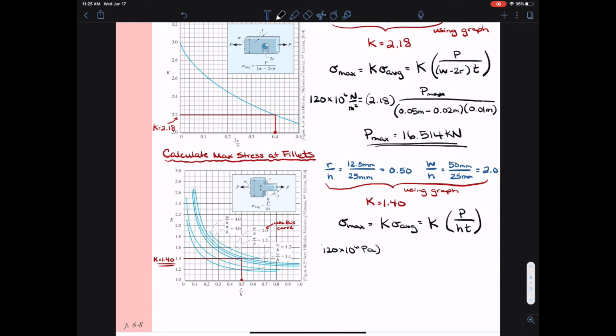So my maximum allowable stress is 120 times 10 to the 6 pascals. My stress concentration factor was 1.40 as determined from the graph. And then I set up my maximum allowable force, P max, divided by h, which was 25 millimeters or 0.025 meters, times the thickness, 0.01 meters. I can now solve for the maximum allowable load, P, and that is 21.429 kilonewtons.